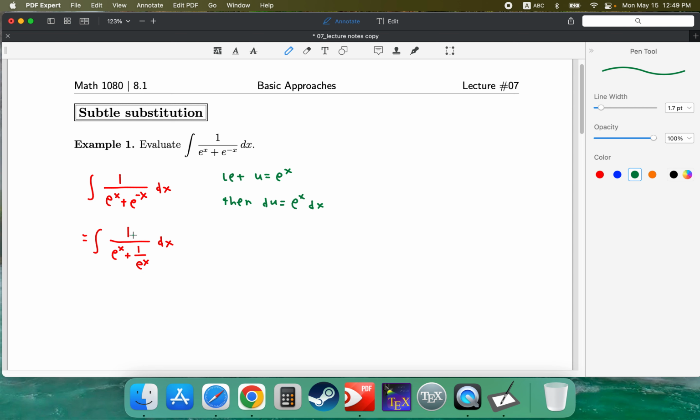Okay, so that means you need to have an e to the x on top combined with dx to make it a du. However, right here you don't have e to the x on top. So right here we want you to do a little bit more work before we use U substitution.